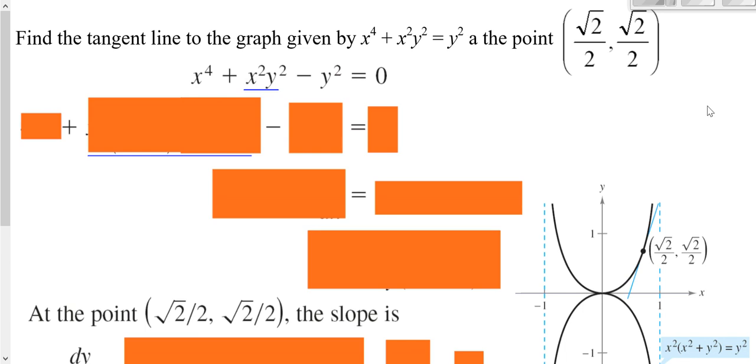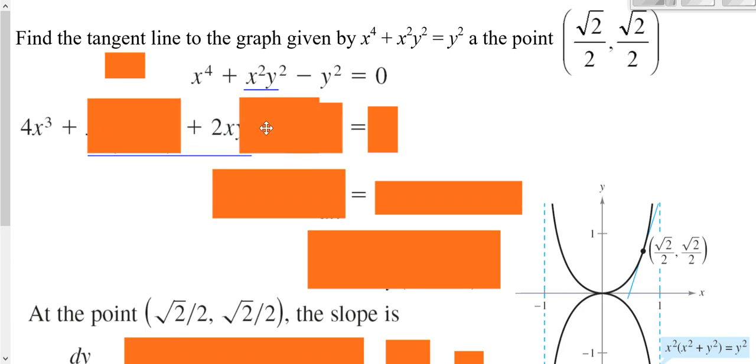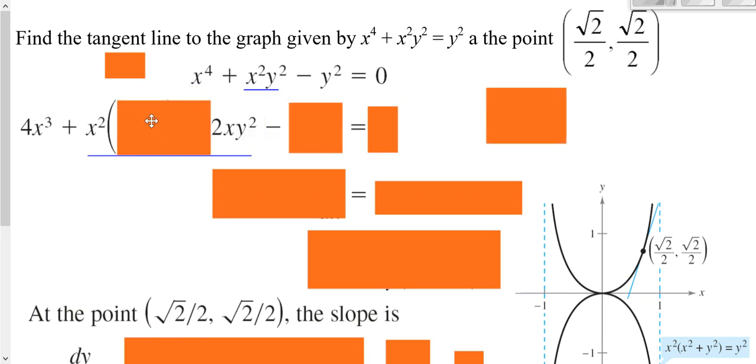do your derivative. Well, you do your derivative of x to the fourth. Now, we have an x squared times a y squared, so that's a product rule, so you have to do derivative of the first. I must have done it backwards, but you can add, so that's why you can do it in any order you want. Derivative of the first times the second, plus the first times the derivative of the second.